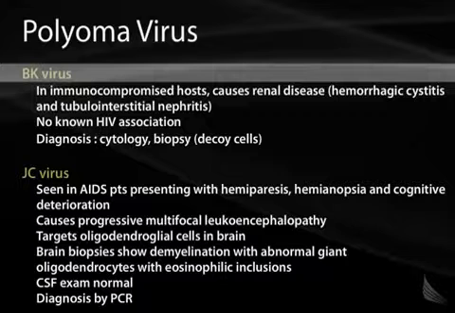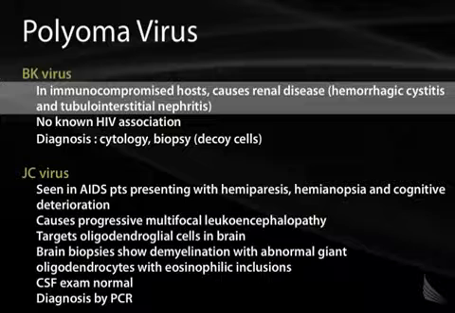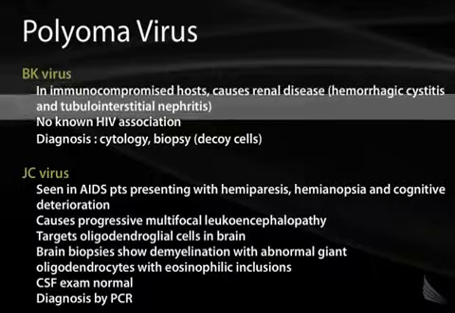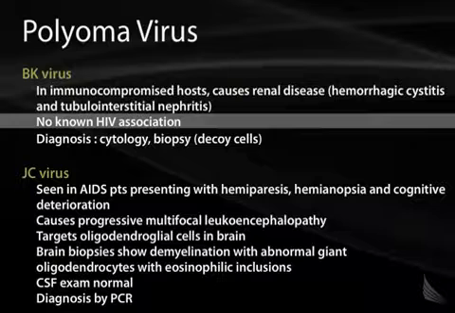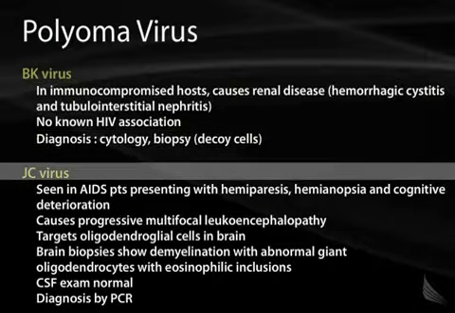Polyomavirus has two main characteristic viruses we want to know about. BK viruses happen in immunocompromised hosts. They cause renal disease, such as hemorrhagic cystitis and tubulointerstitial nephritis. There's no known HIV association, and you diagnose it by cytology or biopsy.